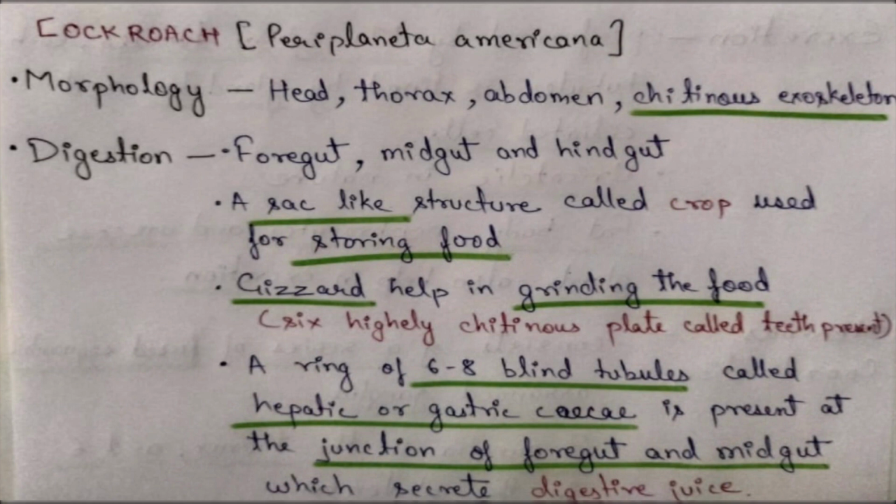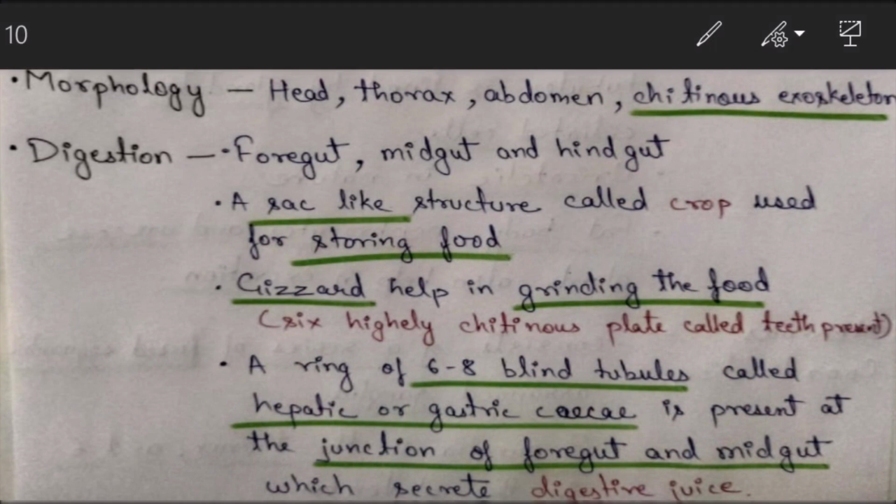Cockroach body is divided into head, thorax and abdomen, and they have a chitinous exoskeleton. Next we see digestion. Their digestive system is divided into foregut, midgut and hindgut. A sac-like structure called crop is used for storing food. Gizzard helps in grinding the food. This is a very important point, you must remember this. Six highly chitinous plates called teeth are present in it. A ring of 6 to 8 tubules called hepatic or gastric caecae is present at the junction of foregut and midgut. You must remember this, they are present at the junction of foregut and midgut and they secrete digestive juice.